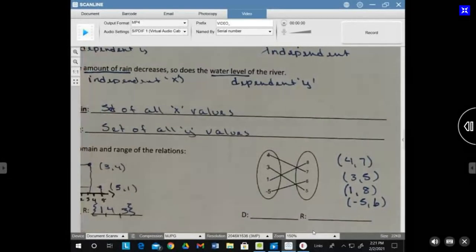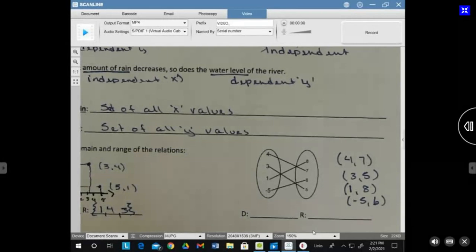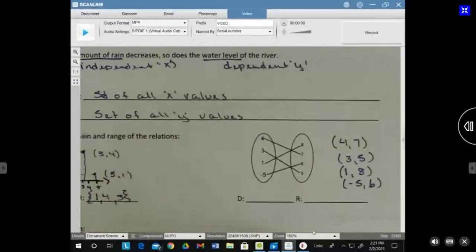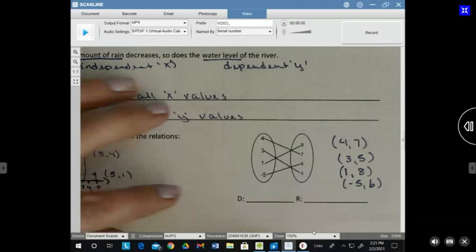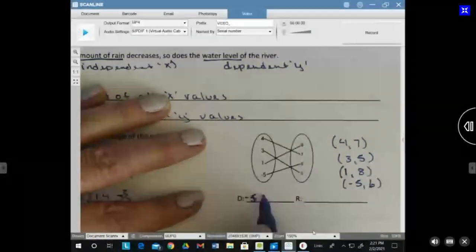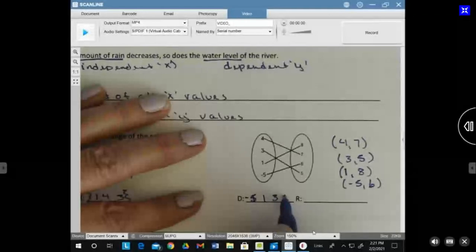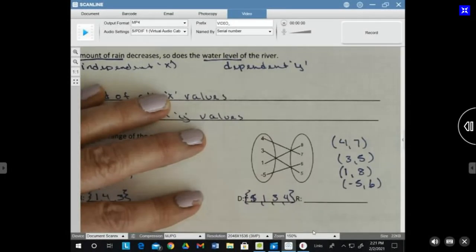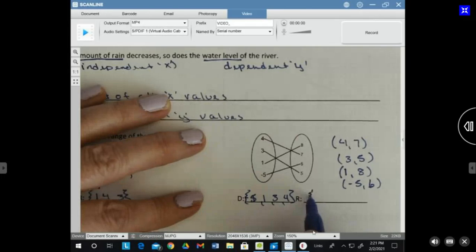It's best practices. I'm not going to mark you wrong if you don't, because it's not wrong, but it's just best practices to always write your numbers in least to greatest. So I'm going to put -5, 1, 3, and 4. And what am I going to put for my range?